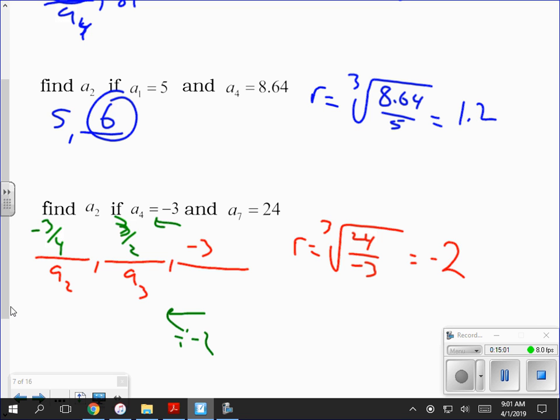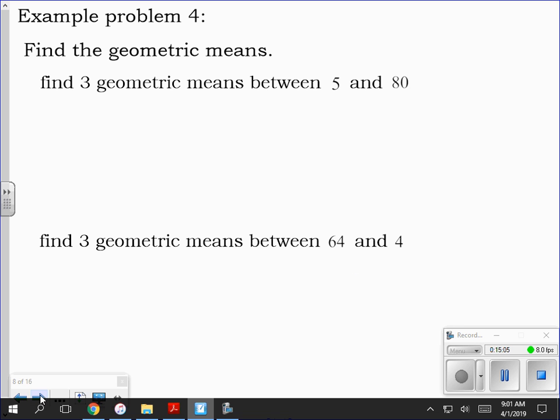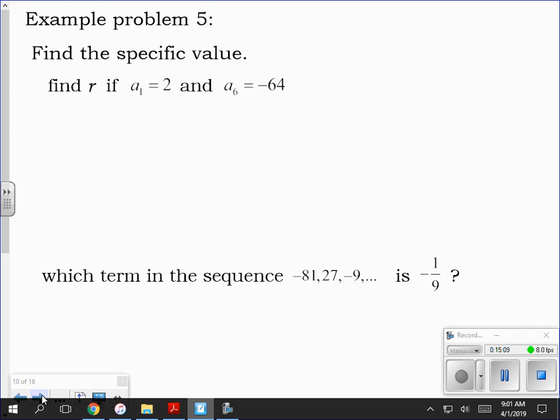Okay. And the key to these is finding R, which was the things that we did on finding the geometric means. Found R and then went from there. We already did those. Now we're going to this one. Okay. Find R. Go ahead and do the first example problem there.